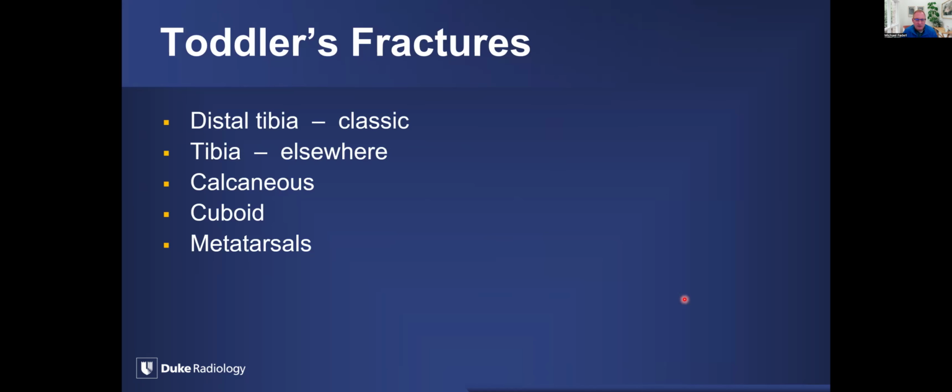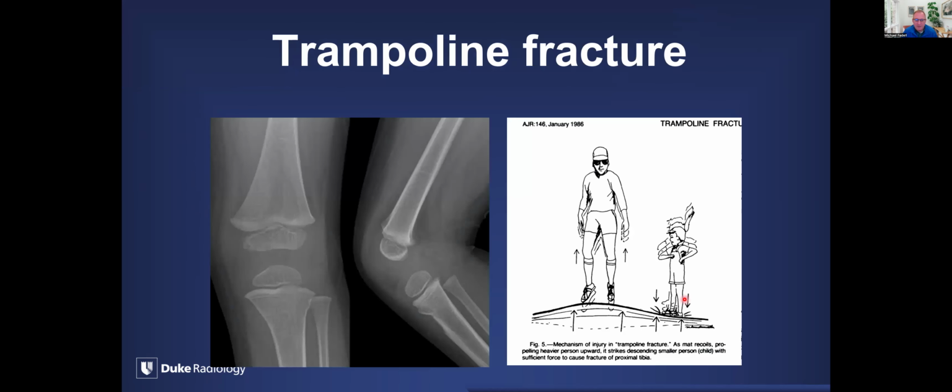Let's see, where else do we see it? Well, we can see it in the proximal tibia. We can see it in the mid tibia. We can see it in the calcaneus, the cuboid, and then the metatarsals. The proximal tibial fracture here is also referred to as the trampoline fracture.